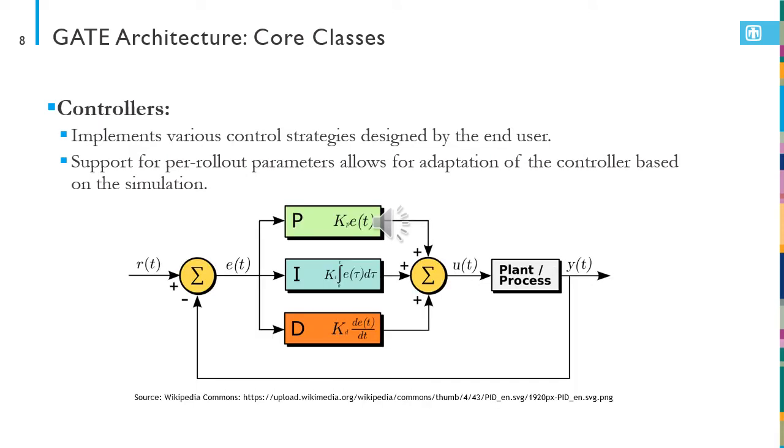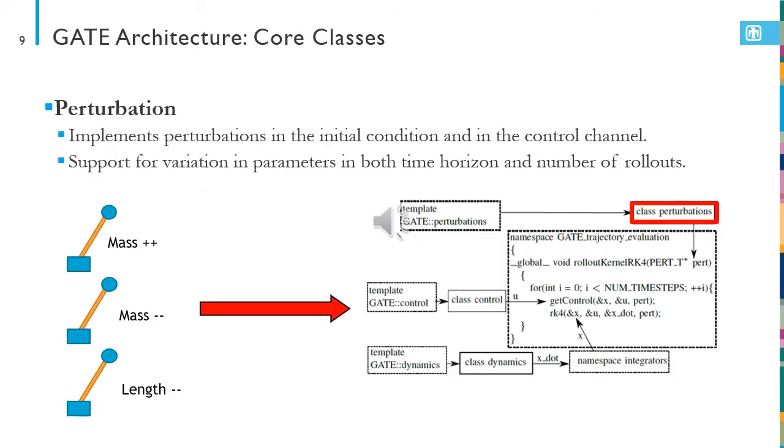Controllers implements various control strategies designed by the end user. Support for per rollout parameters, such as the integral error accumulation term in a PID controller, allows for adaptation of the controller based on the simulation. The perturbation class implements variation in the initial condition and in the control channel. Support for variation in parameters in both time horizon and number of rollouts allows us to test the robustness in a wide variety of conditions.